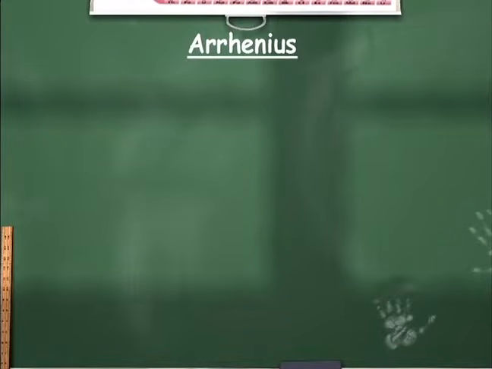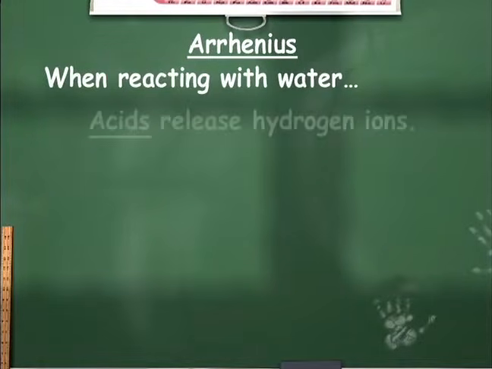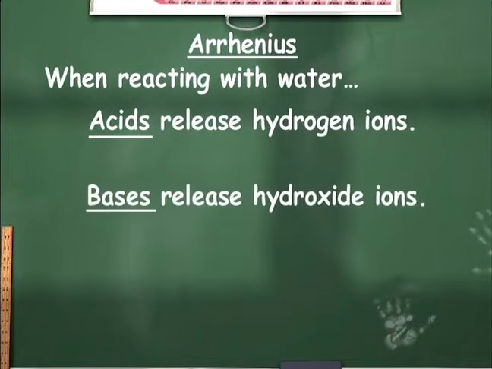Svante Arrhenius was a Swedish chemist who studied acids and bases in the late 1800s. He had a very simple theory regarding acids and bases. Arrhenius believed that acids would ionize in water, releasing hydrogen ions, and bases would ionize in water, releasing hydroxide ions.